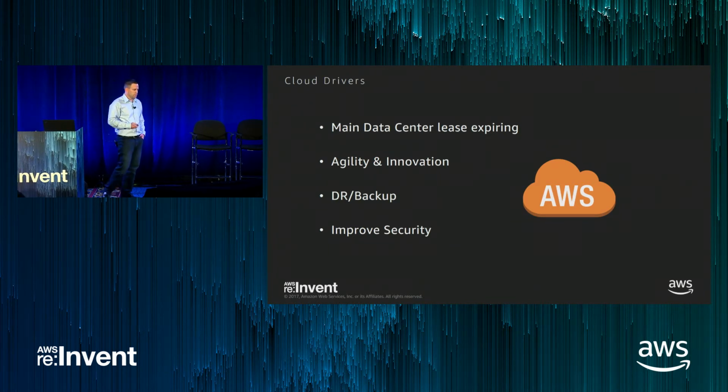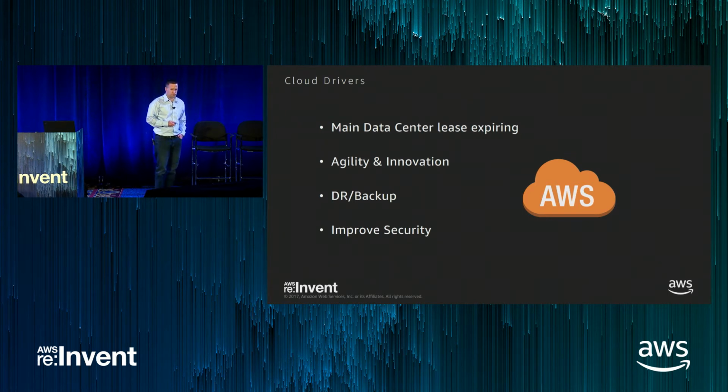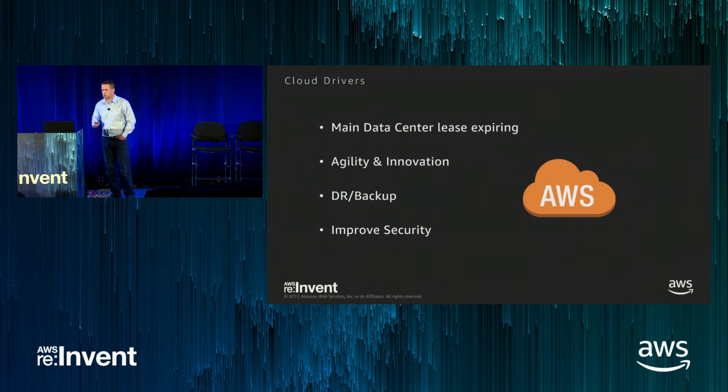Our DR data center is within about 2 miles of our primary data center. So to reduce risk with that, we're moving DR applications to the cloud. And we look at the cloud as an opportunity to improve our security posture. With AWS specifically, we will be able to build a secure environment from the ground up, leveraging all the baked-in security tools of the platform.